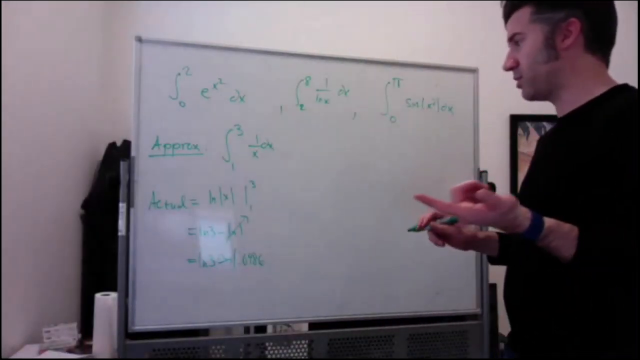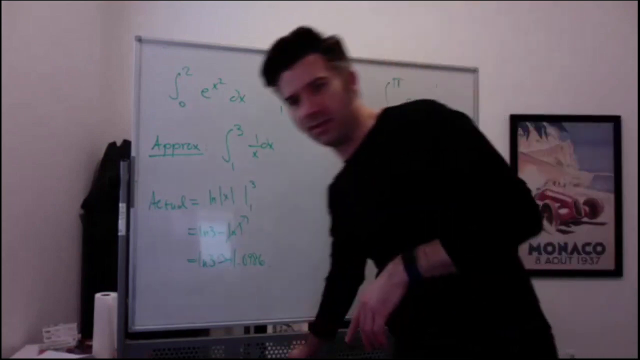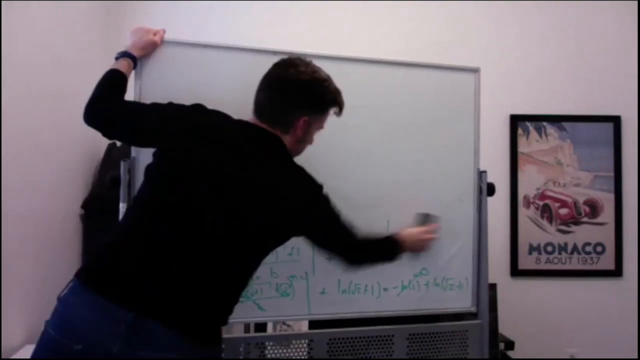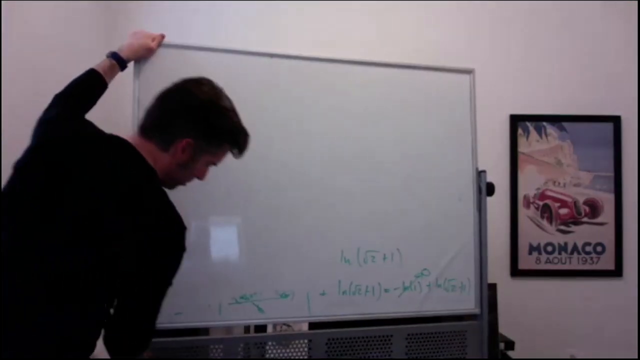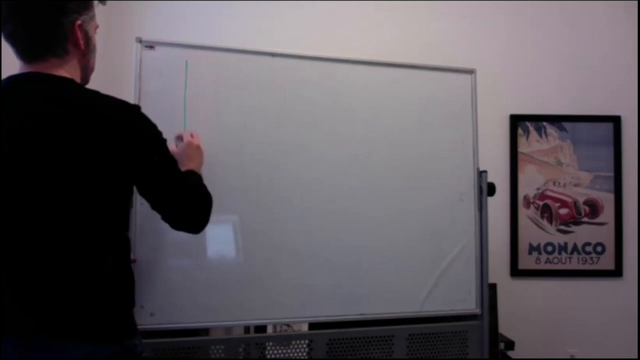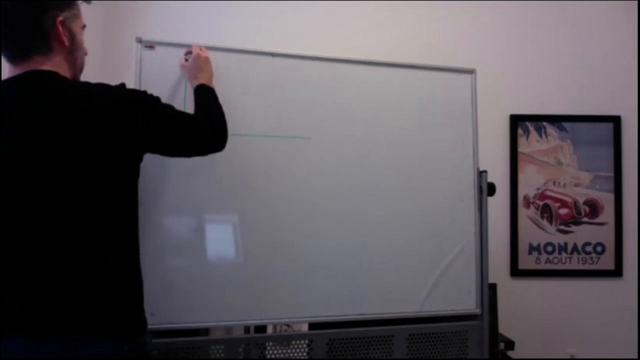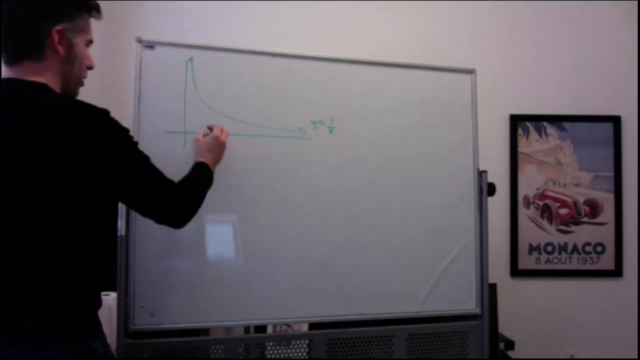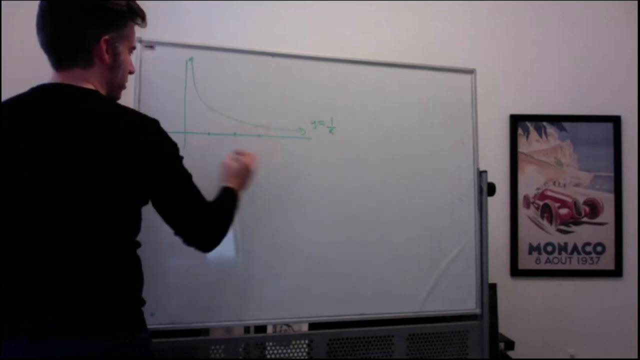So the idea with the trapezoid method, and I'm going to go to the other side because I want to draw a picture for you guys. The idea with the trapezoid method here is that we're going to use trapezoids, right? It's called trapezoid method for a reason. So I'm integrating this function 1 over x from 1 to 3.